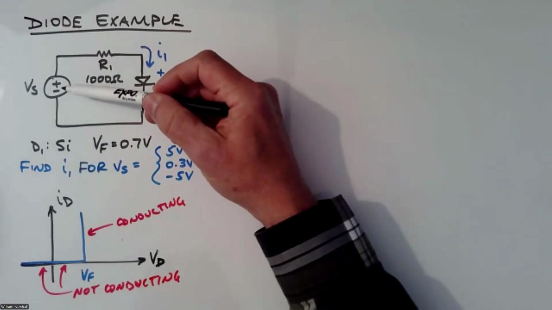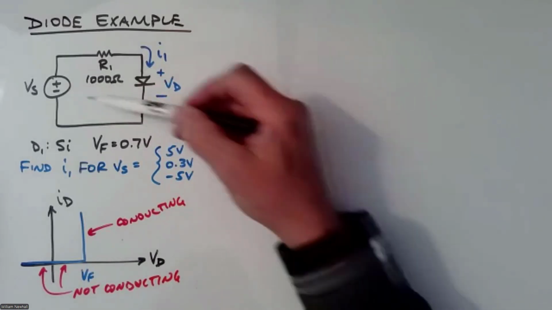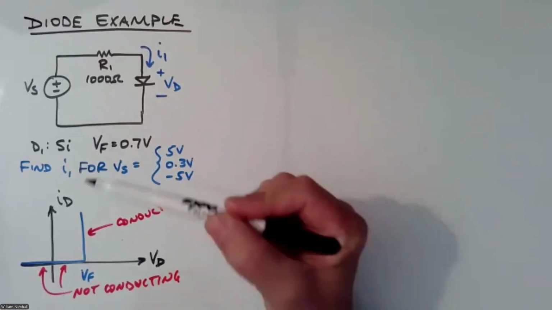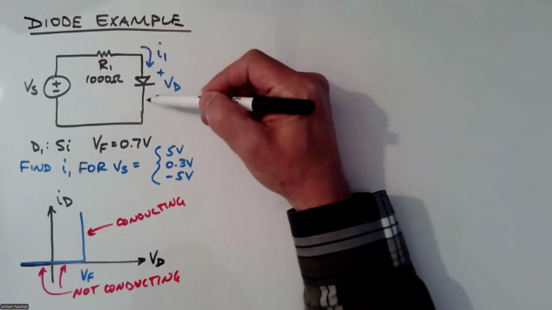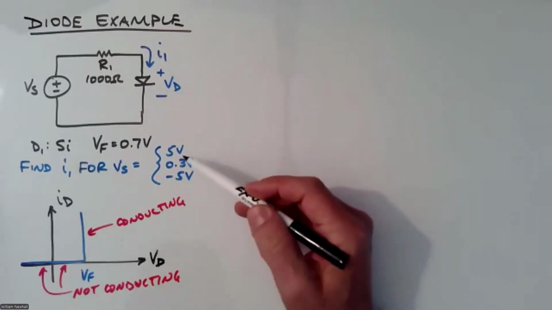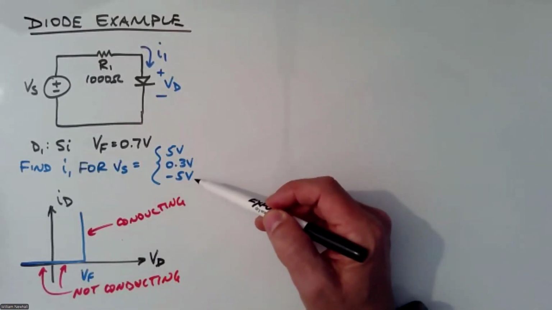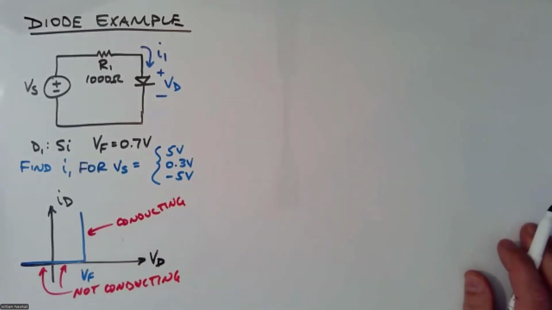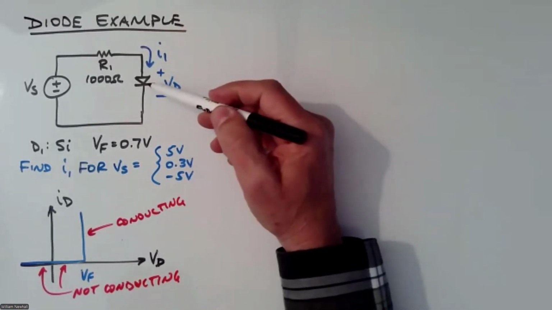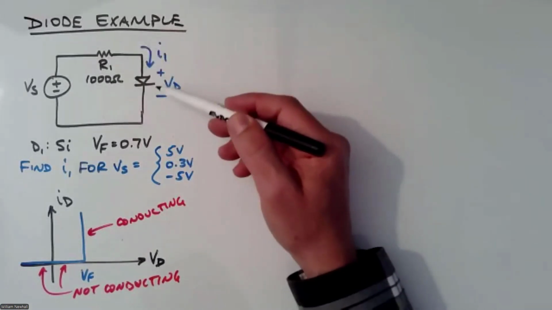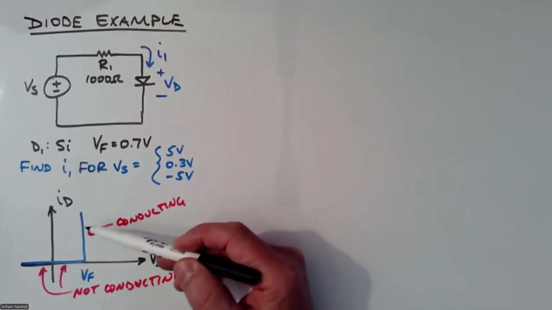We have a voltage source that changes between different values, and we have a resistor in series with a diode. And what we would like to find is the current through the diode for these different source voltages, 5 volts, 0.3 volts, and minus 5 volts. So we're going to have to make an assumption about a diode in a circuit when we solve for whatever value we're looking for in that circuit. We're going to make the assumption that either the diode is conducting or the diode is not conducting.